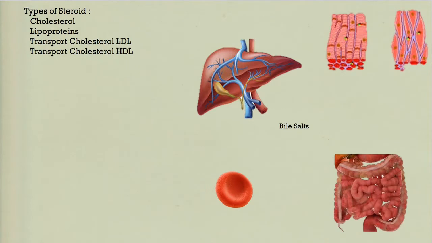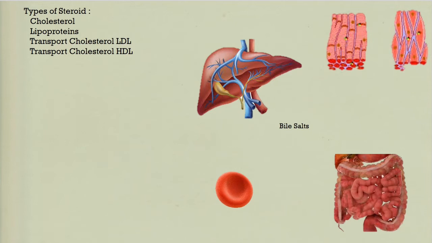Now, let's talk about the types of steroids. And on top of the list is cholesterol. Cholesterol is a key component of the cell membrane, and we have discussed that in cell membrane structure. Other than that, cholesterol is the raw material for steroid synthesis. When making adrenocorticoids and sex hormones, cholesterol is necessary.